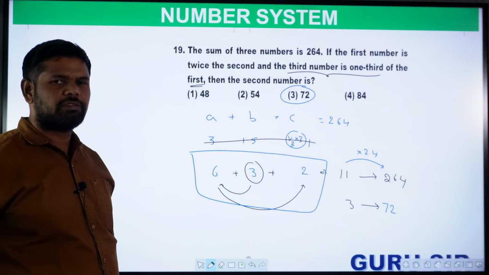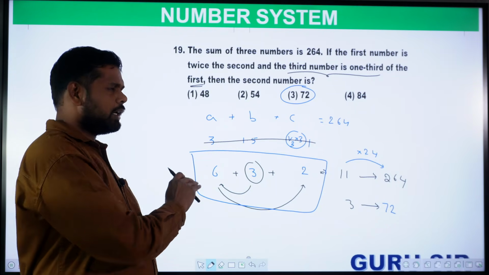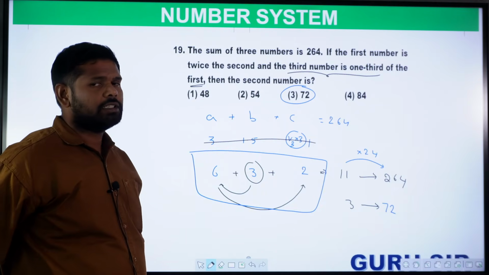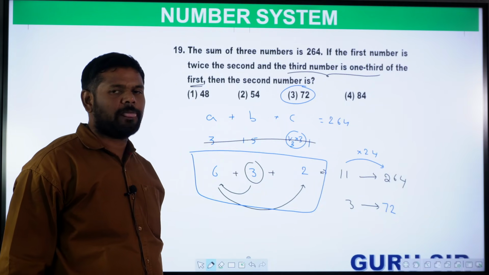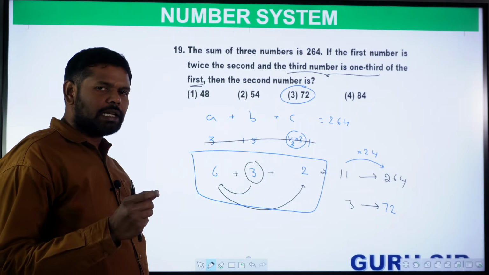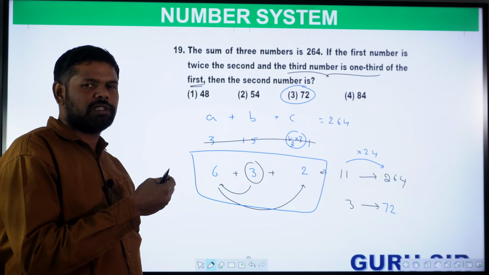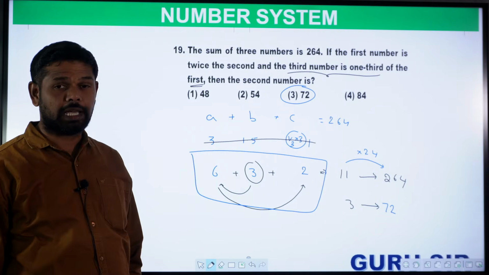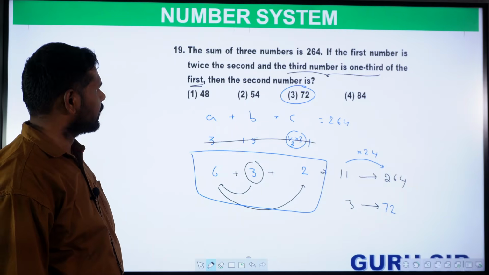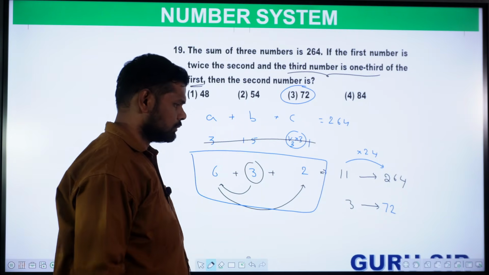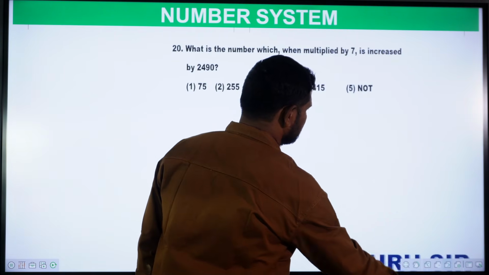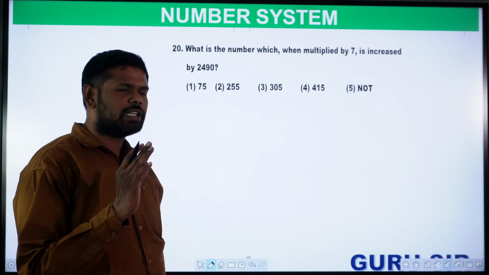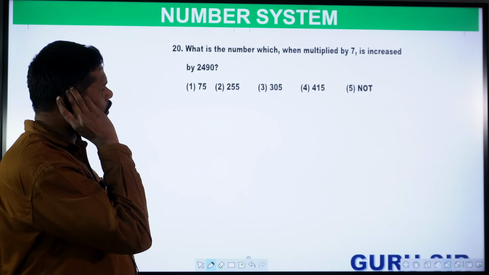The first number is twice the second means don't blindly take the second number as 1 and the first number as 2. First read the complete question. The third number is 1/3 of the first. So that's why you compulsorily consider the first number as a multiple of 3. Why? 1/3 means that number is divided by 3, then it is very easy to calculate. These are some basic questions. Next one. Why these are all discussed here: from the starting onwards, we always focus on how to read the questions. That is important.